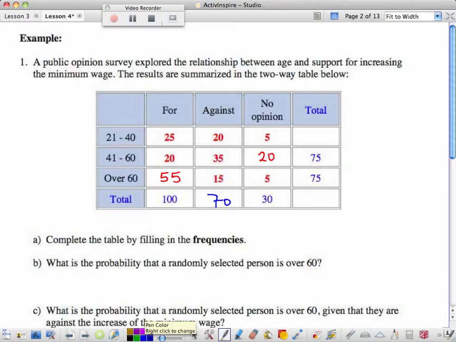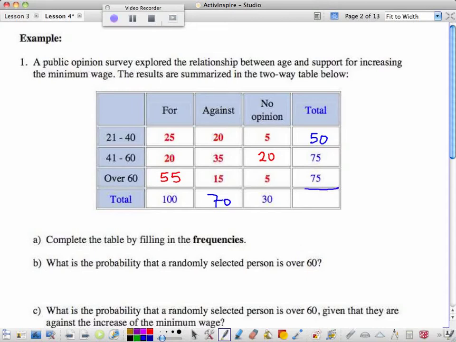And then we can go across and add horizontally. So 25 plus 20 plus 5. Well, that's 50 people altogether. Just do your double check. I would double check my math here. So 20 plus 20 is 40 plus 35 is 75. 55 plus 5 is 60 plus 15 is 75. So yeah, now I know I did my math right.